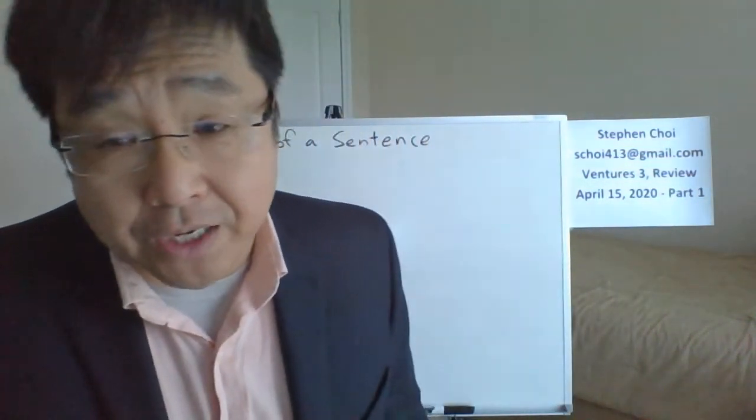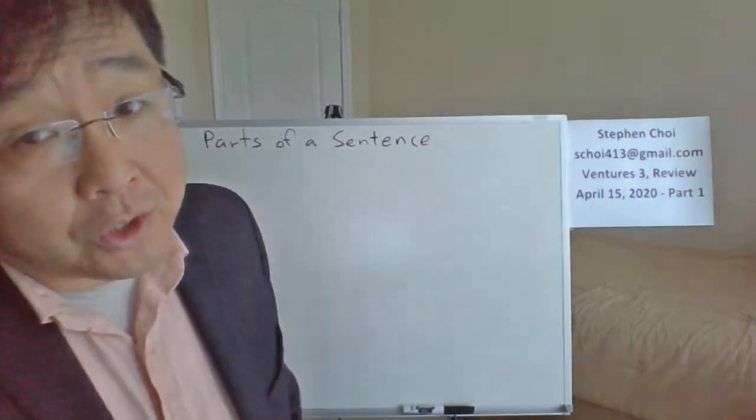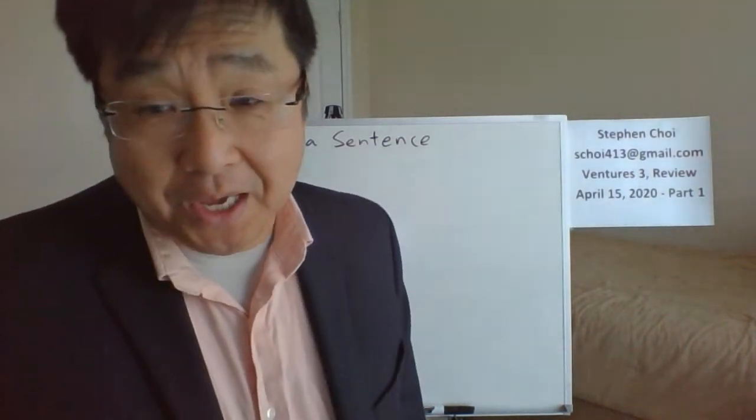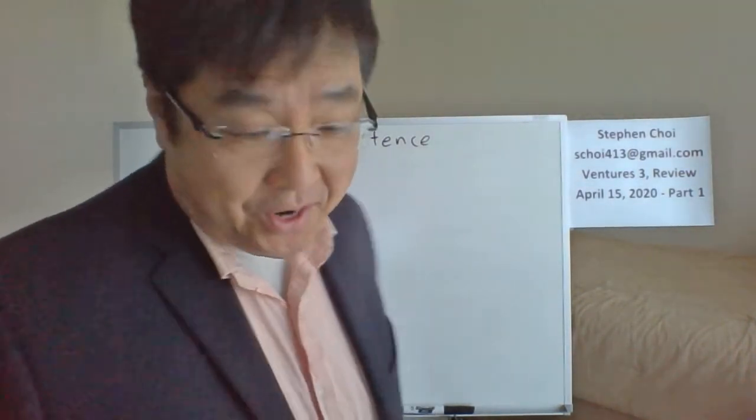Okay. In my previous videos, I talked about 8 parts of speech. Do you remember that? 8 parts of speech. What were they? Nouns, verbs, pronouns, adjectives, adverbs, prepositions, conjunction, and interjection, right? Those are the 8 parts of speech. But today, I want to talk about parts of a sentence, okay? So let's begin. All right.